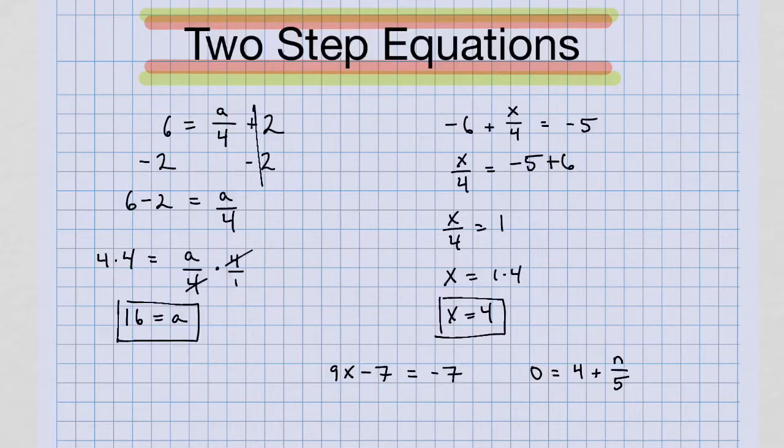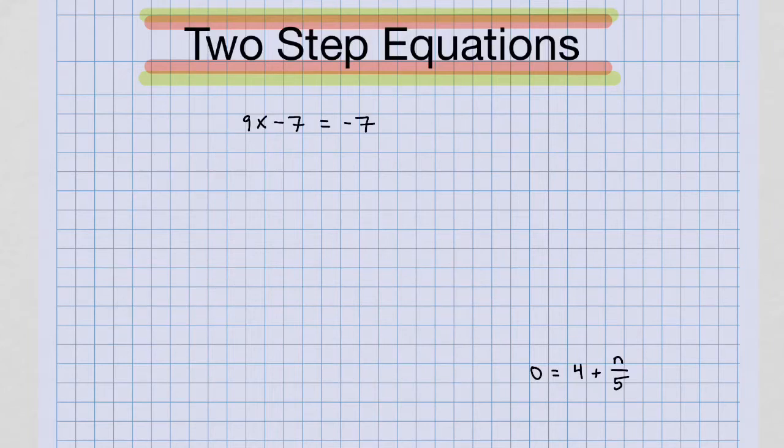Move it across. Okay, our next problem, what we need to do is get this variable x by itself. So let's add 7 to both sides. Okay, we're going to move it across the equal sign. We need to add it. So now we have 9x equals negative 7 plus 7. That means 9x equals 0.